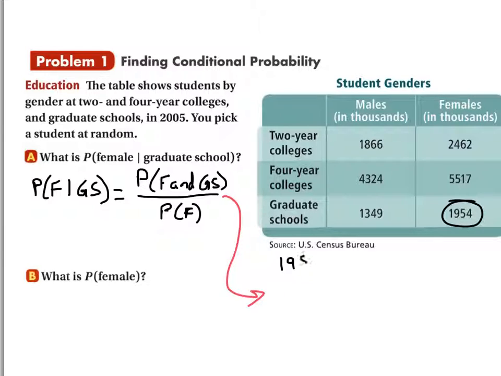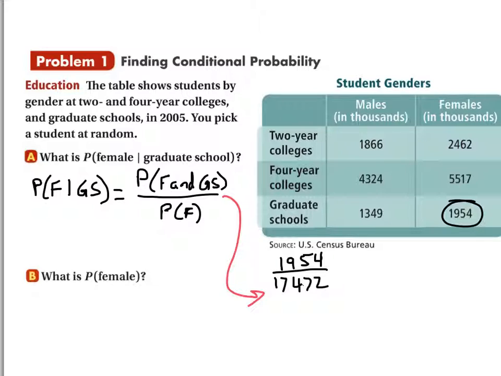You've got to take a calculator and add all those numbers up. Grab your calculator, add up all 6 of those numbers. When you add up all the possible students here, there are 17,472. All right, so now that is the probability of selecting a female that's in graduate school.